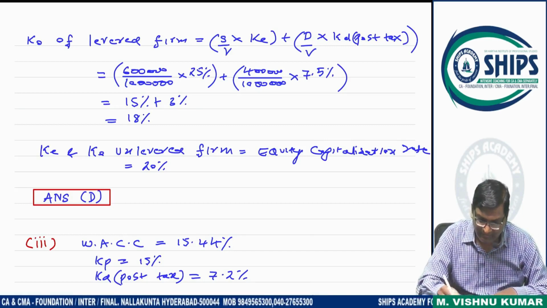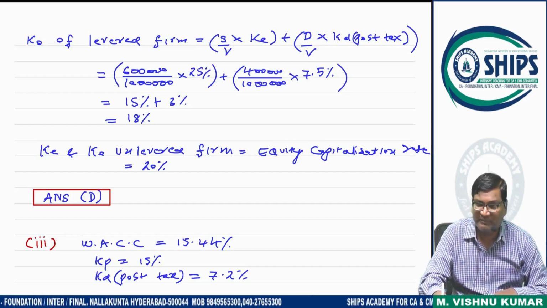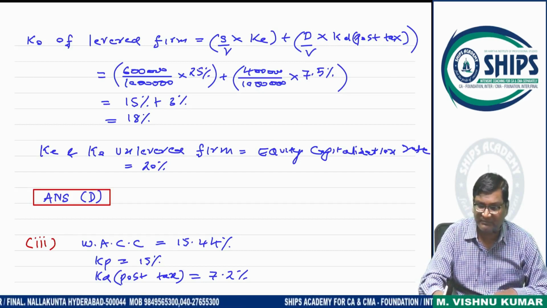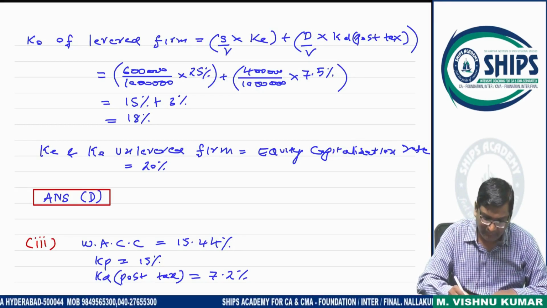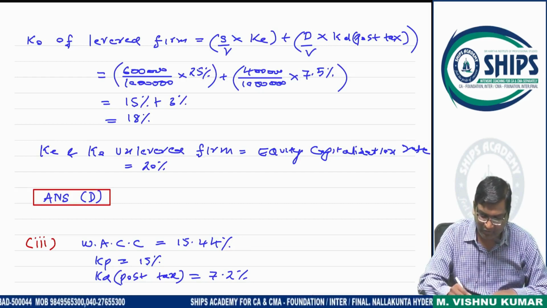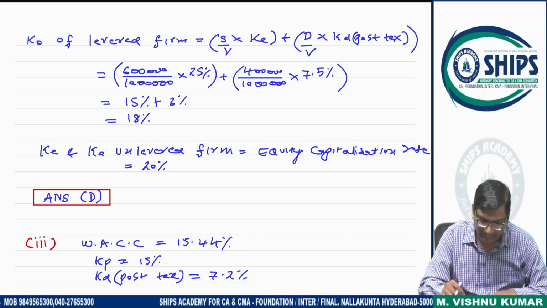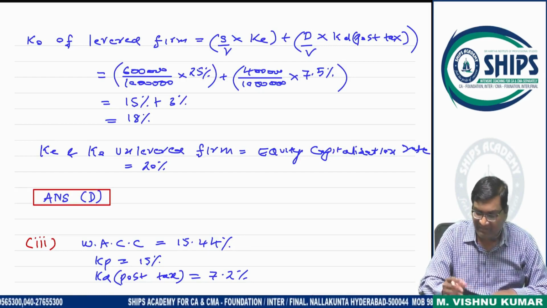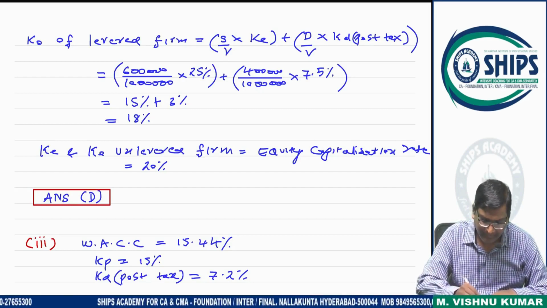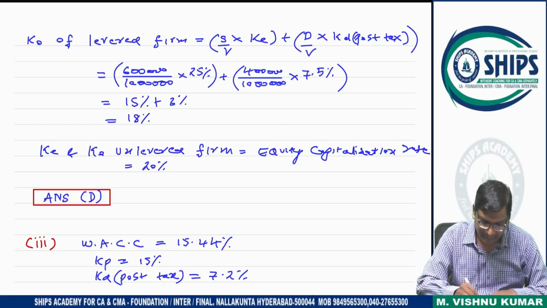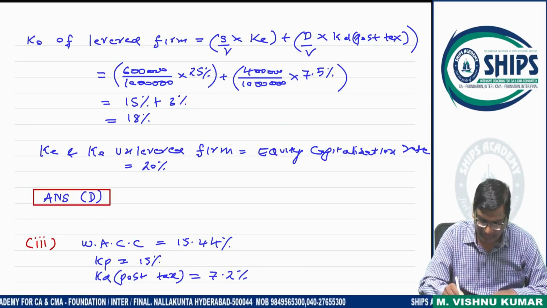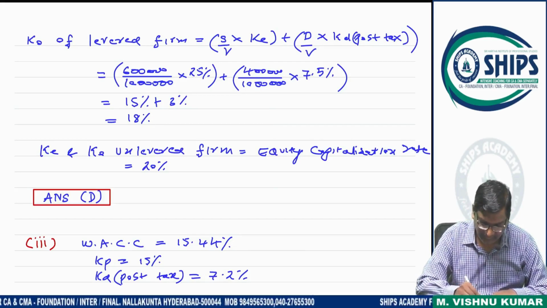So 10% is the cost of debenture. If you subtract tax of 25%, 7.5% is the post-tax cost of debenture. So weights will be 60% and 40%, because the levered firm is 10 lakhs. So 60% is equity, 40% is debenture. Accordingly, 60 into 0.25, 40 into 0.075. So 15 plus 3, 18% coming.